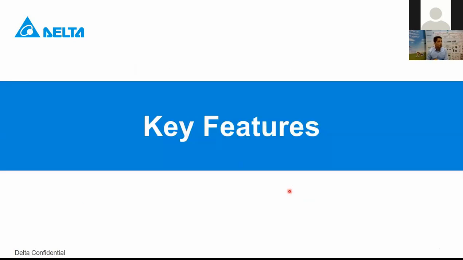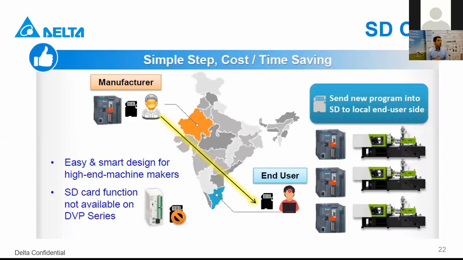Okay, let's have a look at key features. The first one I want to highlight is the SD card. We mentioned that the CPU supports an SD card, and this SD card allows us to store our user project, the PLC project. So for remote support, we can make a change in the project in our factory, let's say, and then export it to an SD card, ship it to the machine builder, and they can import it.